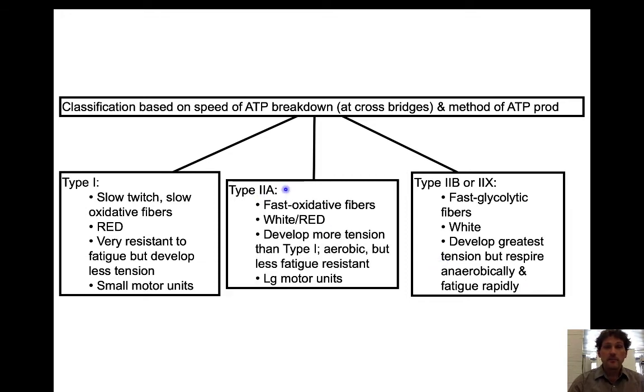Now, type 2A is sort of a combination of these two. So we see very fast twitch, but they're using that oxidative phosphorylation pathway. And so we see that they are sort of white and red. And so they develop more tension than type 1, and they're aerobic, but they aren't as fatigue resistant as type 1. So they're sort of in between these two types of fibers. And these tend to have larger motor units.